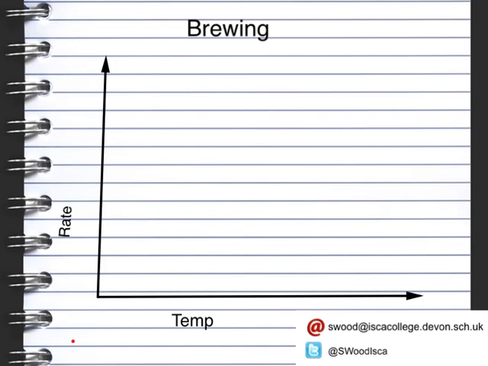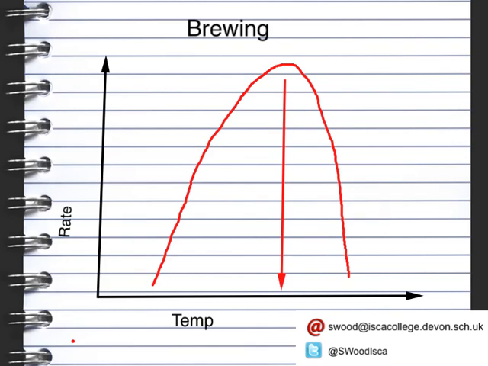Now, as the temperature increases, the rate of fermentation increases until we get to a specific point. Now, at this point here is about 40 degrees. Now, above 40 degrees, we know that we get the denaturing of enzymes, and that causes the fermentation process to stop.